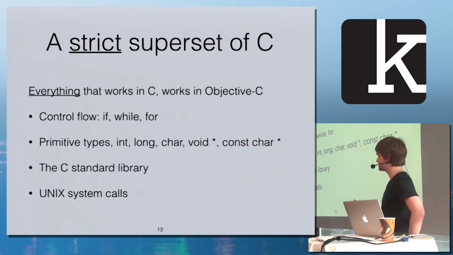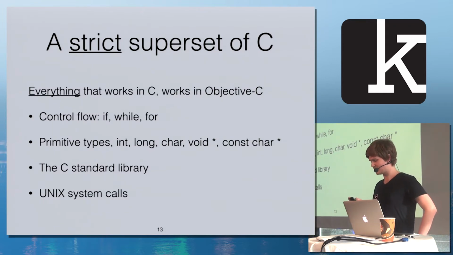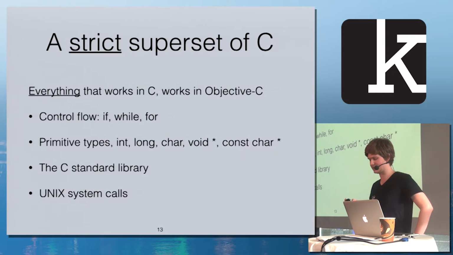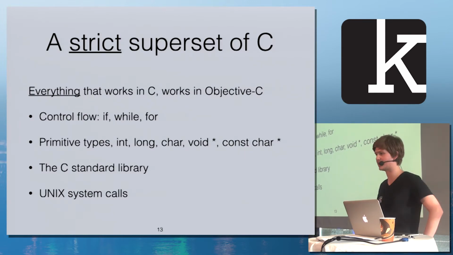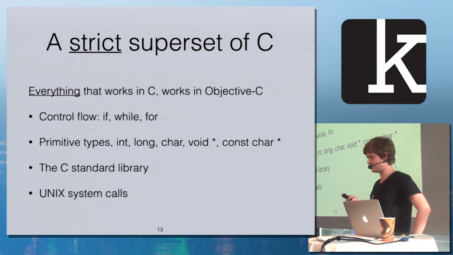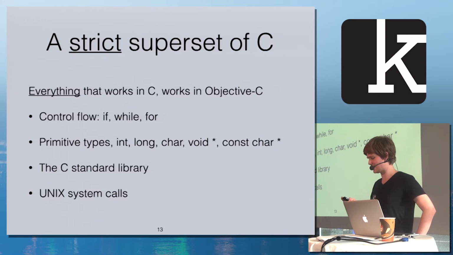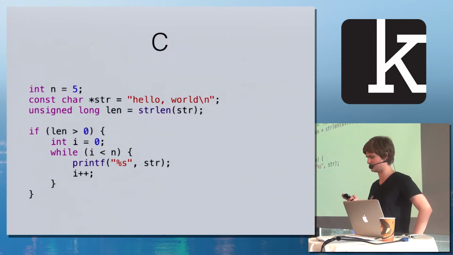So it's a strict superset of C, as I said before. So everything that works in C works in Objective-C. So every C program is a valid Objective-C program. And control flow is like C, if, while, for structures. Then you have your primitive types, int, long, char, void star, etc. You can use the whole C libraries and the Unix system calls because, of course, iOS is Unix and Mac is also Unix.